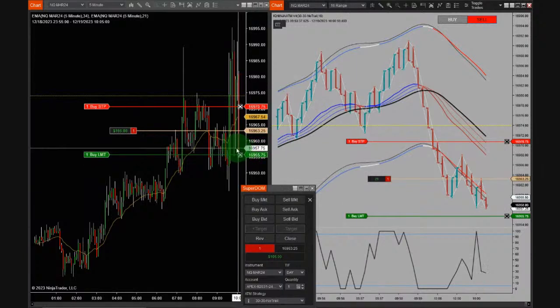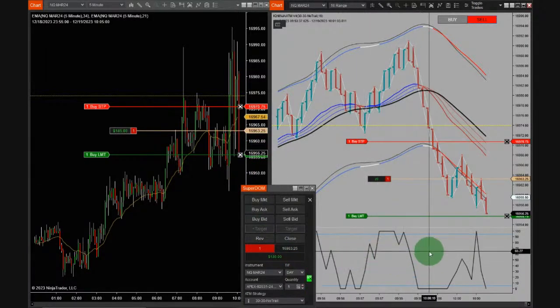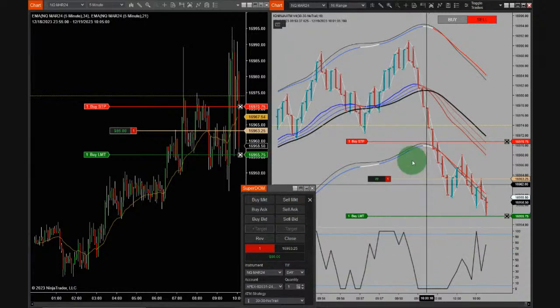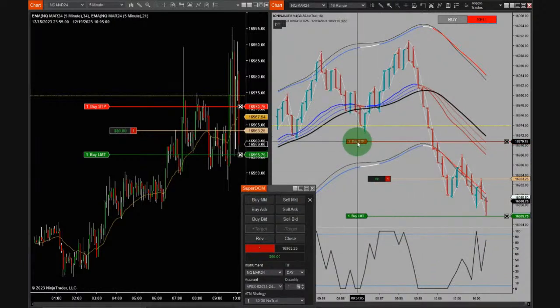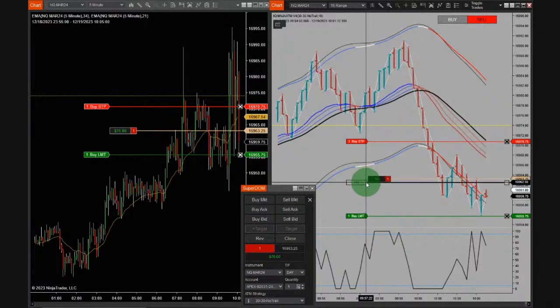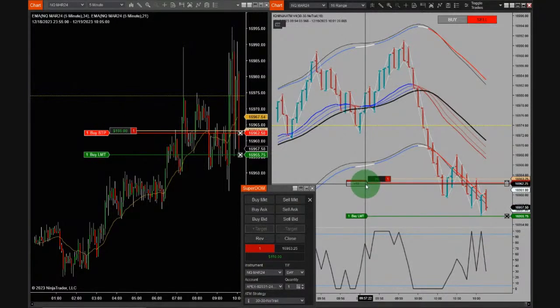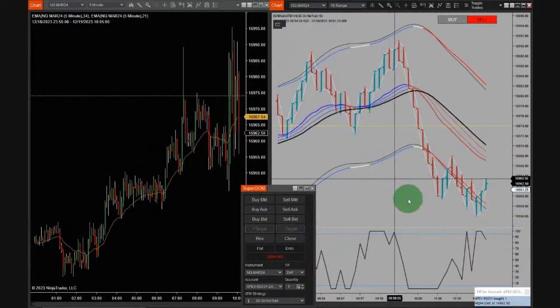There was a little bit of a double bounce or double bottom there. Come on, don't mess with me. Jeez. Stop filled. That was brutal.